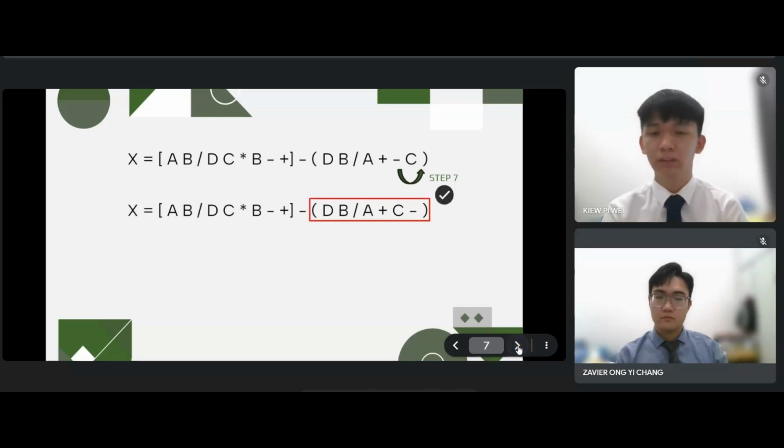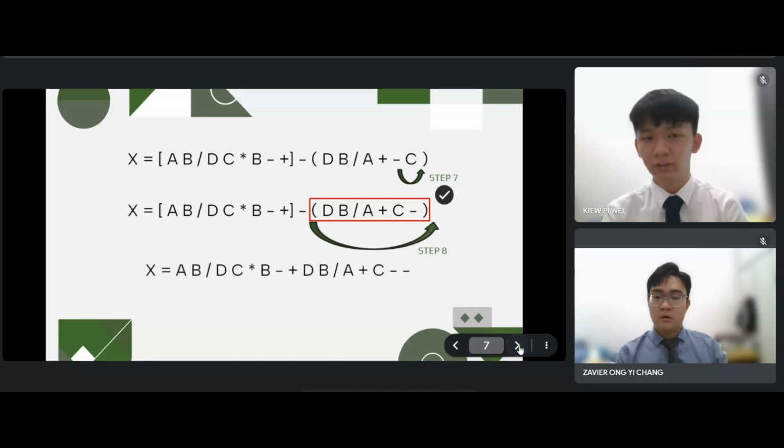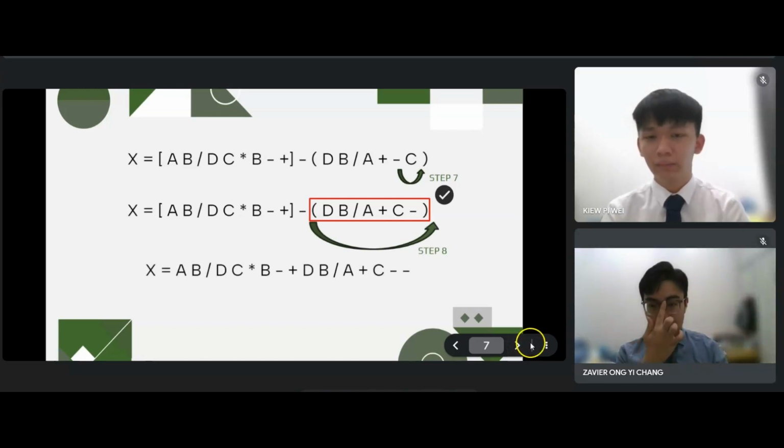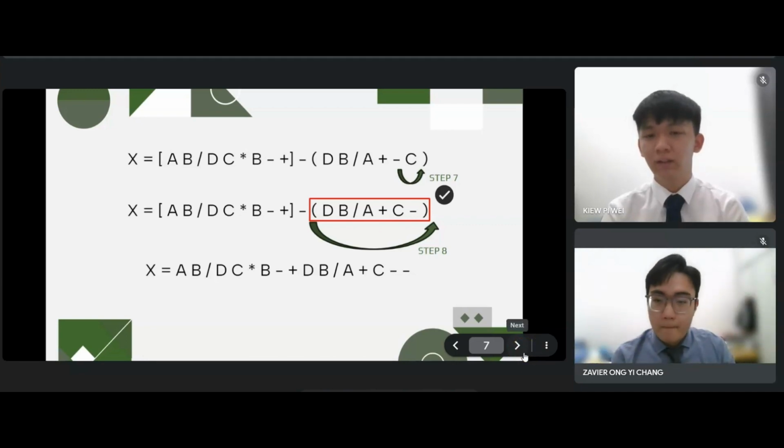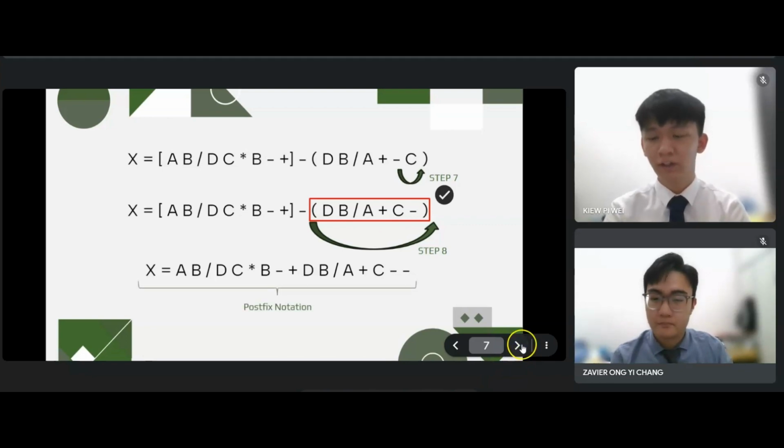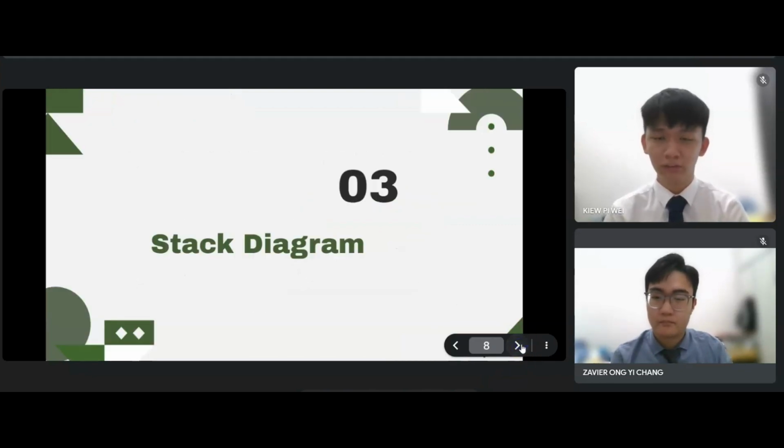Now we move the subtraction between the two equations to behind the second equation, so we can get the answer, which is x equals ab divide dc multiply b minus plus db divide a plus c minus minus. So for the stack diagram, I will pass my mic to Javier.